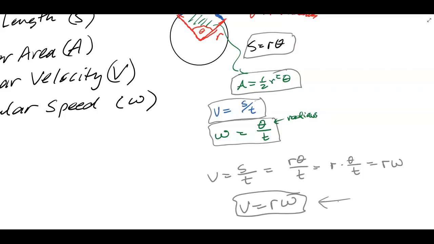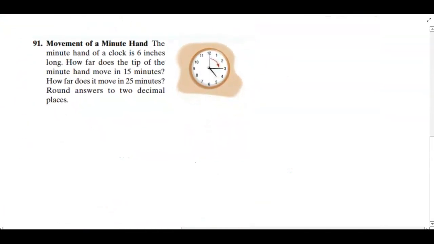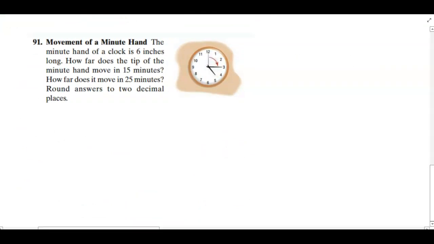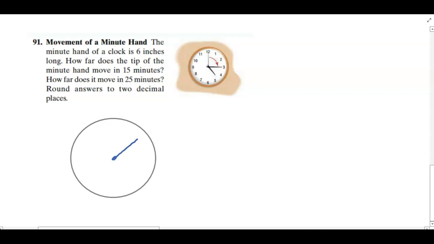All right, so let's see how this is used in practice. Let's do the movement of a minute hand around a clock. So essentially we have a clock here. Let's just suppose that's a clock. I can make that look a little better. There we go. Okay, now it has a radius. So the minute hand is like this, and it's moving around in 25 minutes. I'm going to just do the 25-minute one.